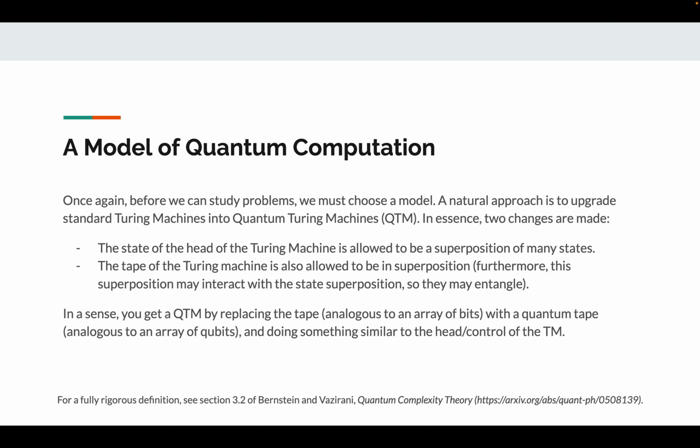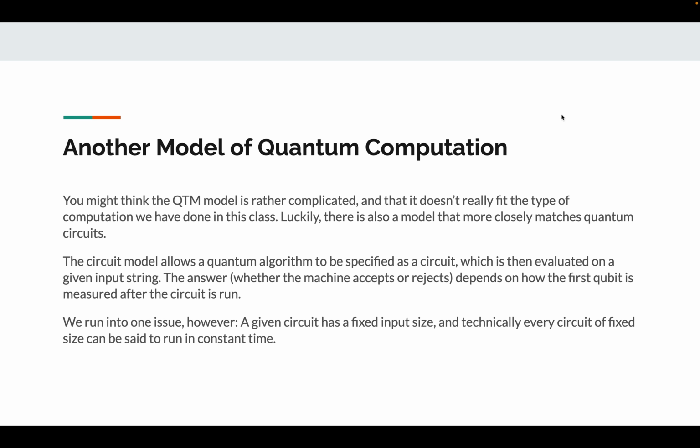A fully rigorous definition is available elsewhere. We don't have time to pick through it. It has some wrinkles to it involving reversibility and so on. We don't want to make this model too powerful, right? It needs to be something that could be realized in some sense. Now you might think that this model is too complicated, even though it's kind of the first thing to try to do. And you might be right.